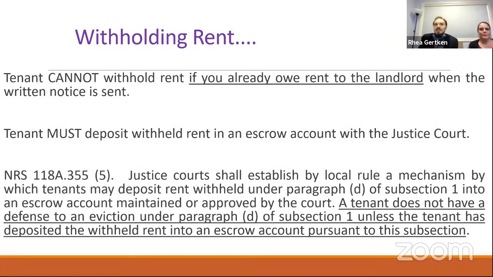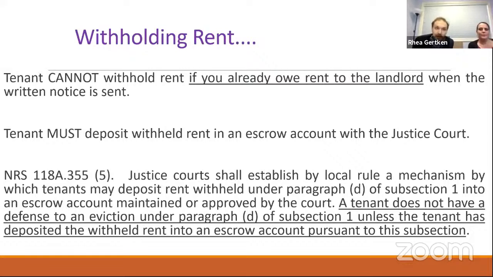Withholding rent is always a dicey proposition. The tenant cannot withhold rent if the tenant already owes the rent to the landlord when the notice is sent. So if you're behind on rent, as a lot of people are right now, you can't withhold rent if you start out while you're behind.